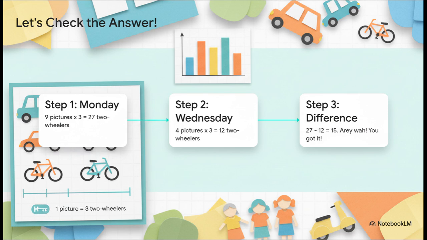Step 1, for Monday, let's count. There are 9 scooter pictures. So 9 times our scale of 3 gives us 27. Good. Step 2, for Wednesday, there are 4 pictures. 4 times 3 is 12. And step 3, the question asks how many fewer, so that means we have to find the difference. We subtract. 27 minus 12 is 15. The answer is 15. Did you get it right? Arre wah, I knew you could do it.